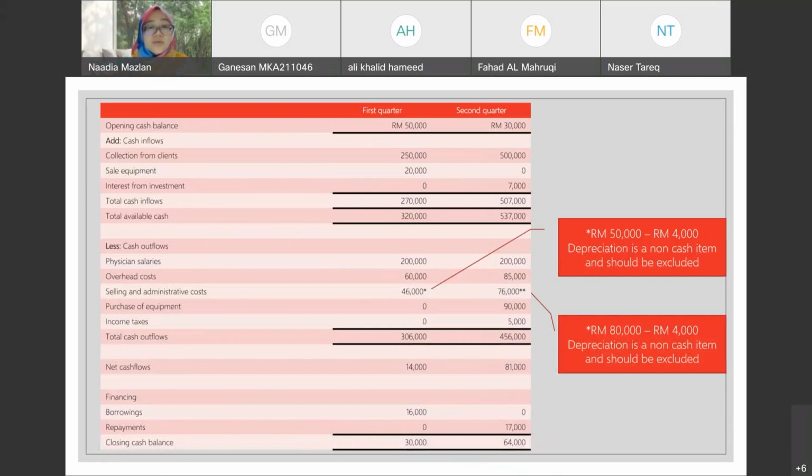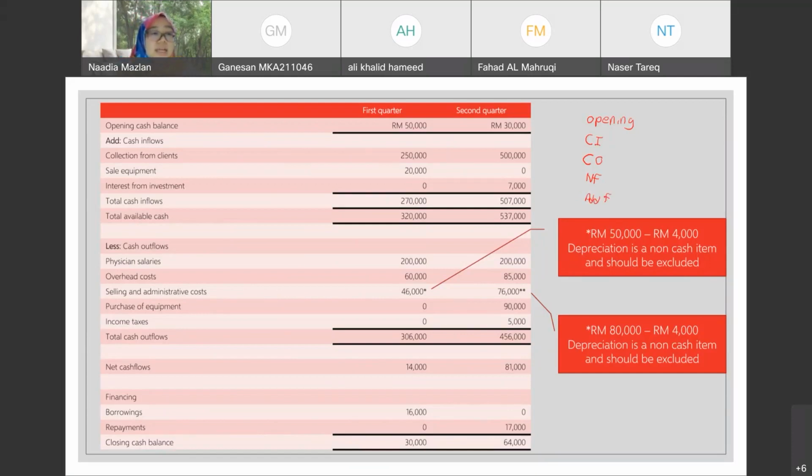So for the first quarter, we're going to put it in a very systematic manner. The first one is the opening balance, followed by any cash inflow, CI. Then we calculate the total of it. Then we put the cash outflow, and then you get the net cash flow. When you get the net cash flow, you put any additional financing that you require.